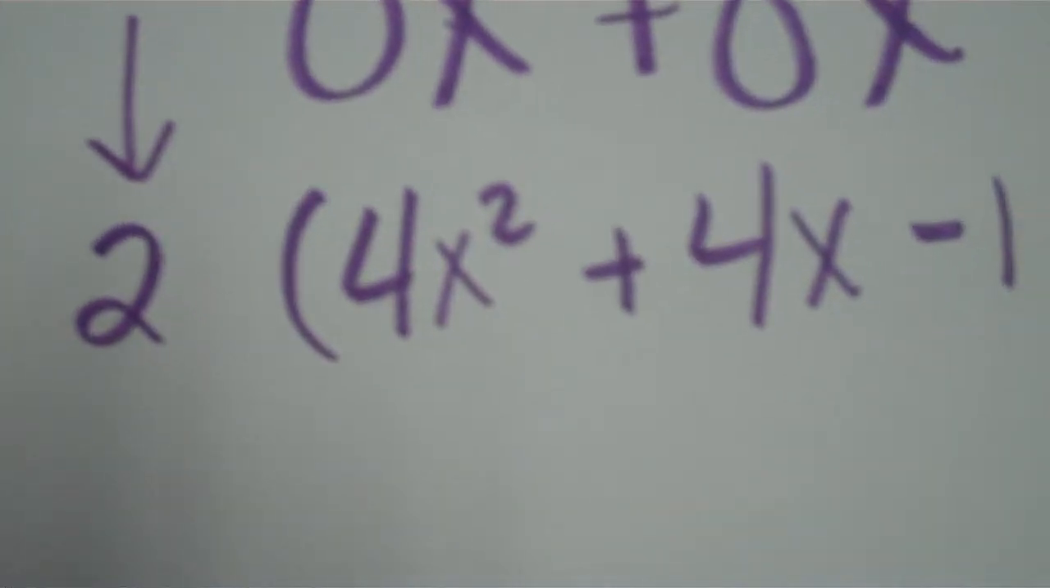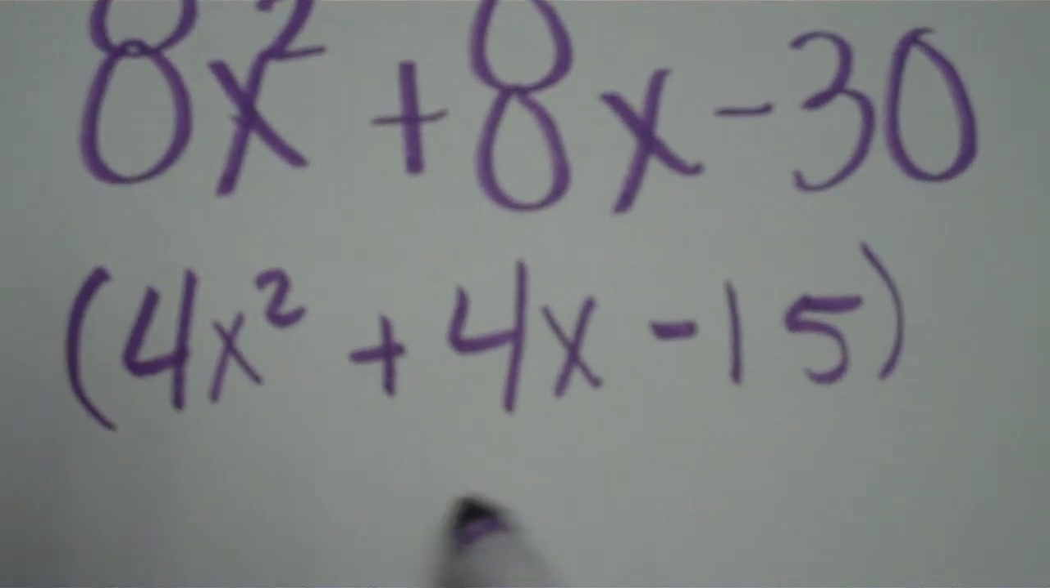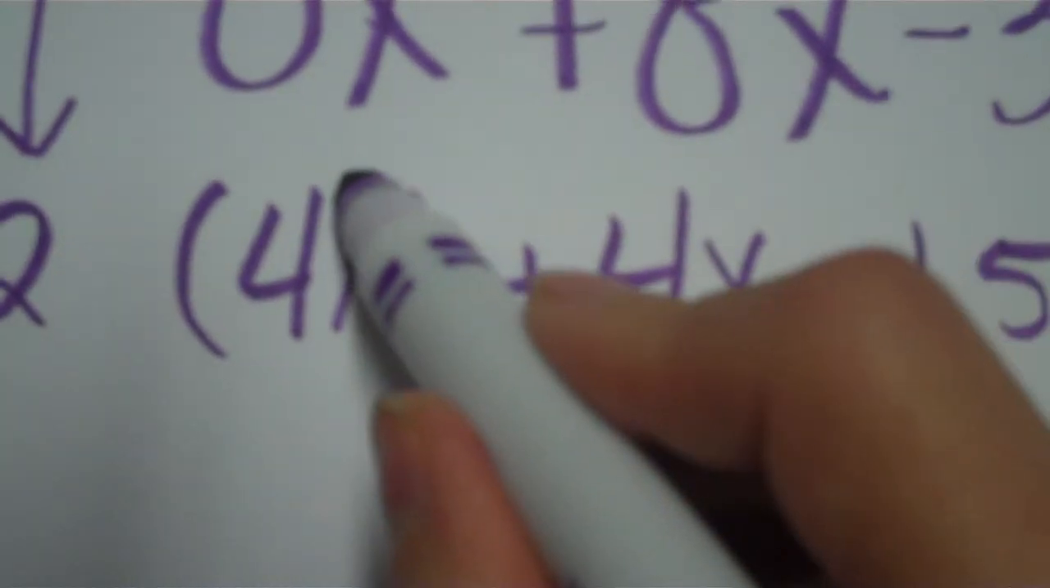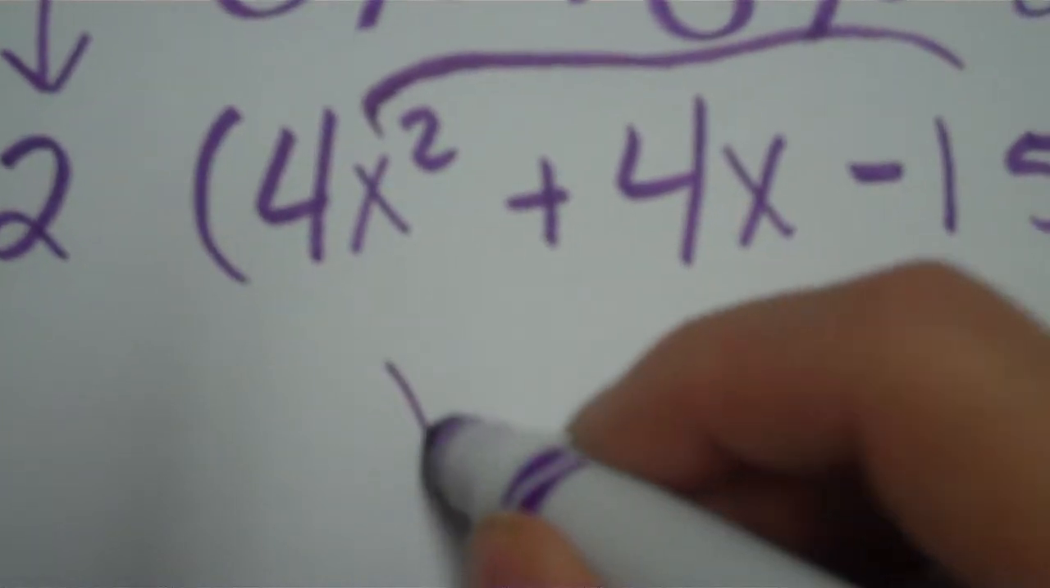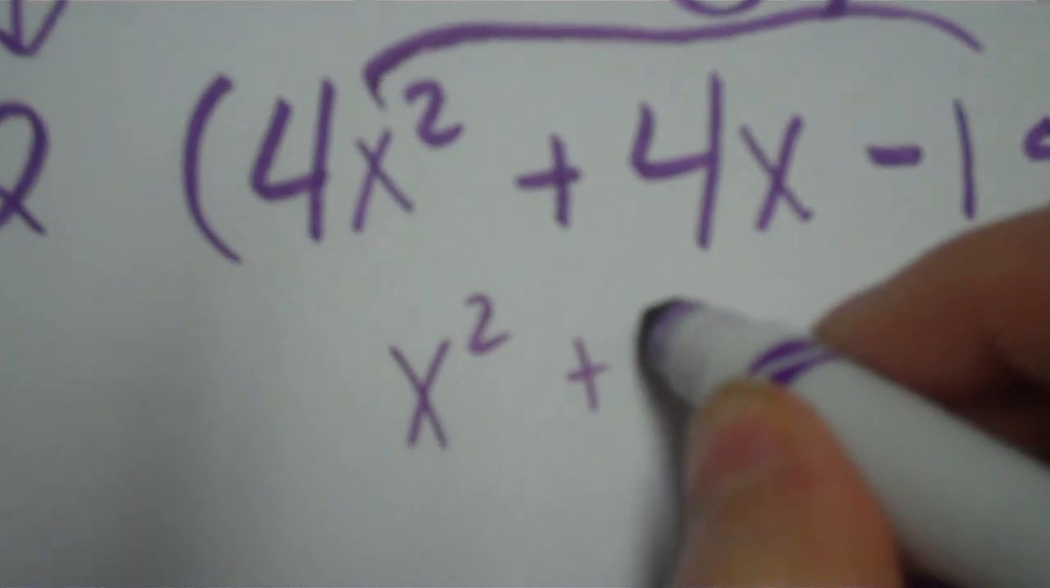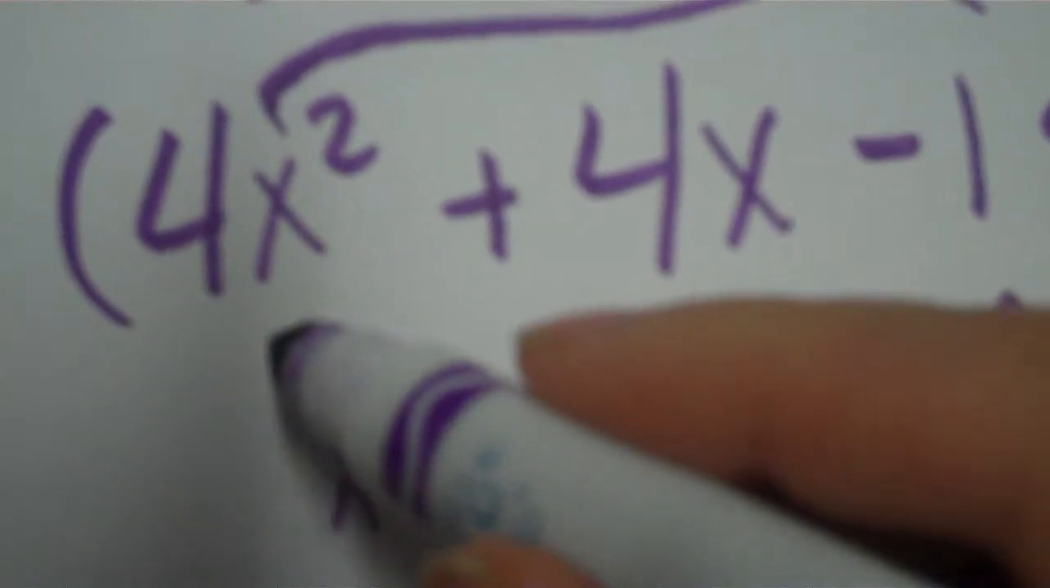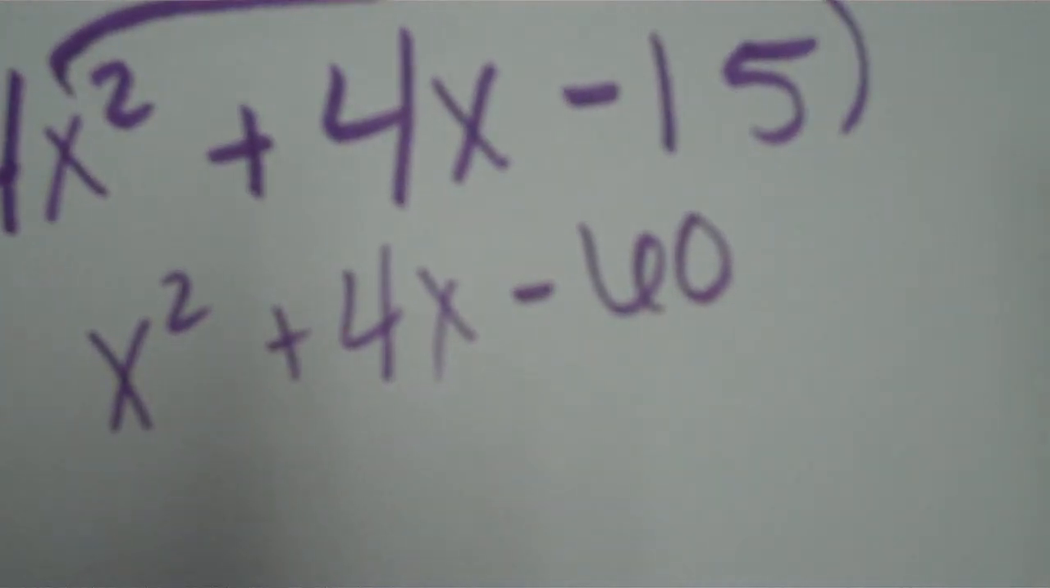We're going to leave this 2 alone for a little while, and I'll show you what we're going to do with it. But now I'm going to do Mustang method with this. So I'm going to multiply. Okay? So this basically goes over here. X squared plus 4x. 4 times negative 15 is negative 60. Okay? So I need factors of 60. So this is going to take a while. So 1 times 60.